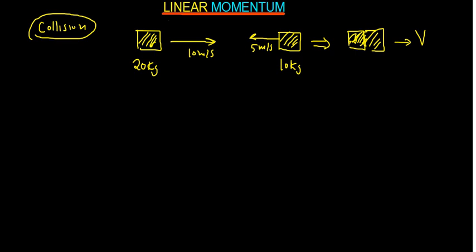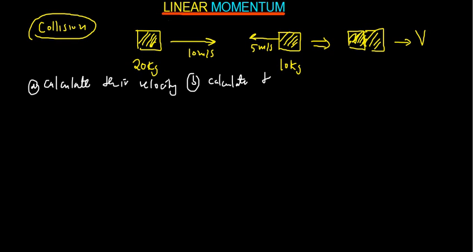So now we're going to have two questions. The first question: calculate the final velocity at which they are moving as a unit since they stick. The second one: since we have said kinetic energy is lost in this kind of collision, which is inelastic, we are going to calculate the loss in kinetic energy. Okay, let's work out these two questions.